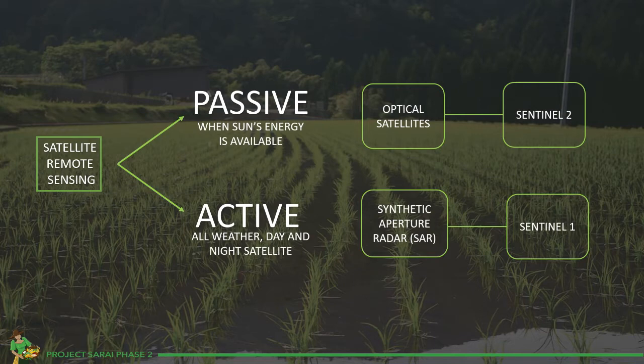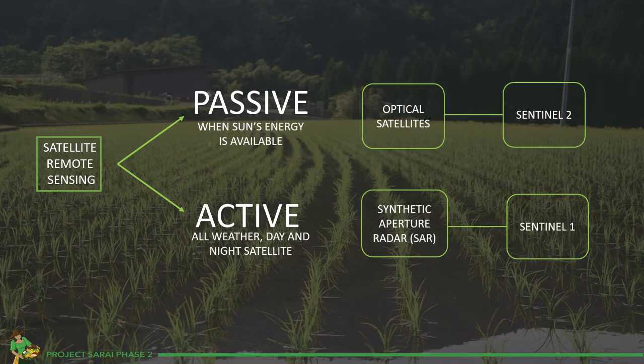And this is where synthetic aperture radar or SAR, an example of active satellite, is an advantage. It can take an image of Earth day and night in almost all weather conditions because it can pass through clouds. SAR sensors are not dependent of sun's energy, but rather they work by emitting their own energy and measuring the backscatter of the surface.